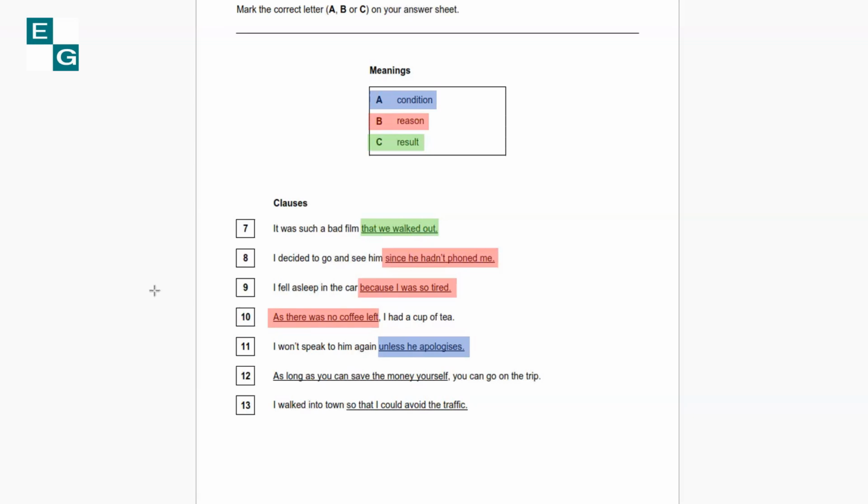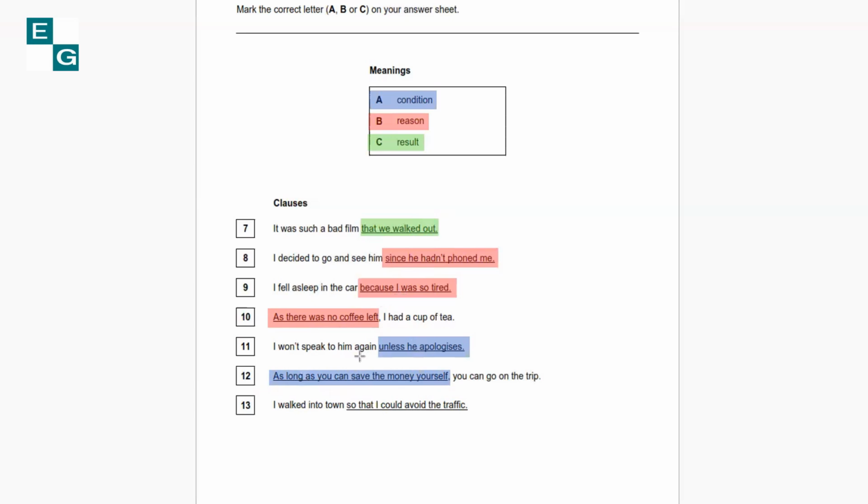condition for the sentence. Then it says, as long as you can save that money yourself, you can go on the trip. As long as you can save the money yourself. This means if you can save the money yourself, you can go on the trip. If you cannot, you are not going on this trip.